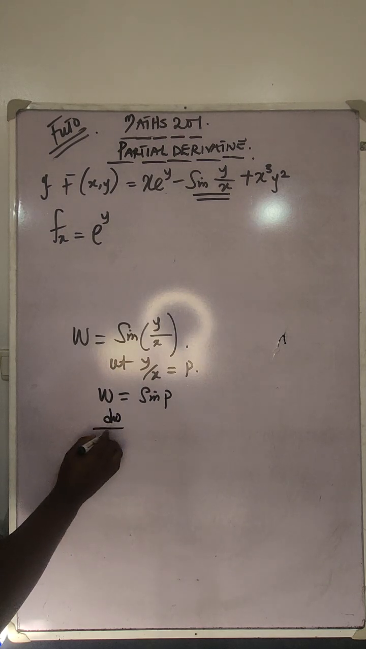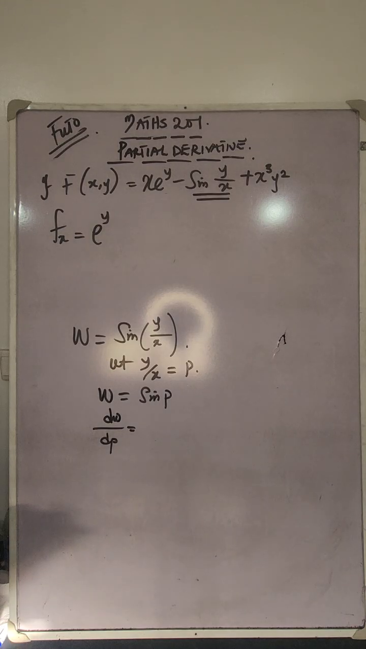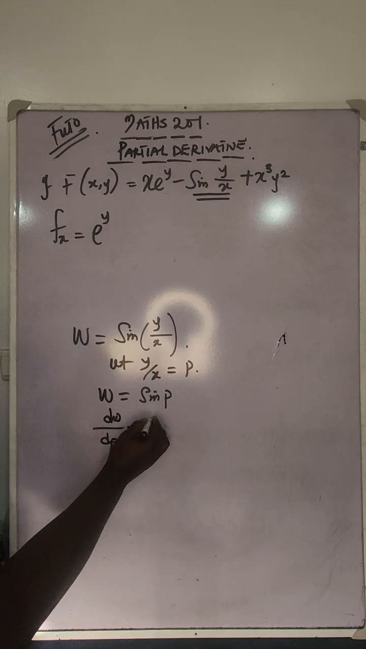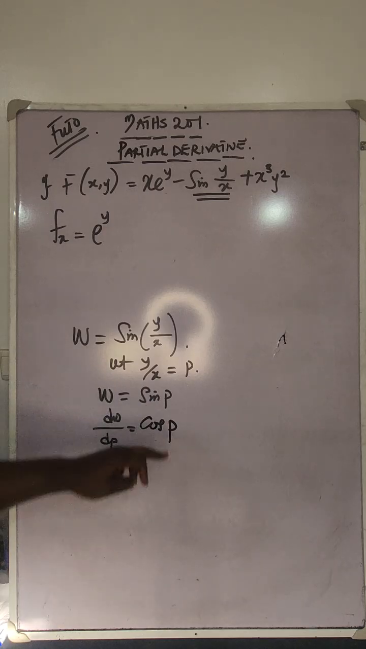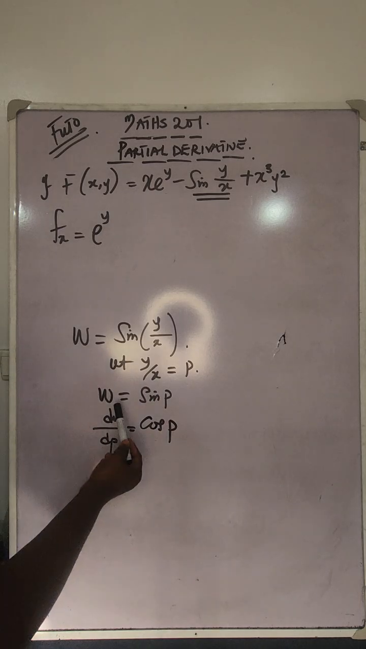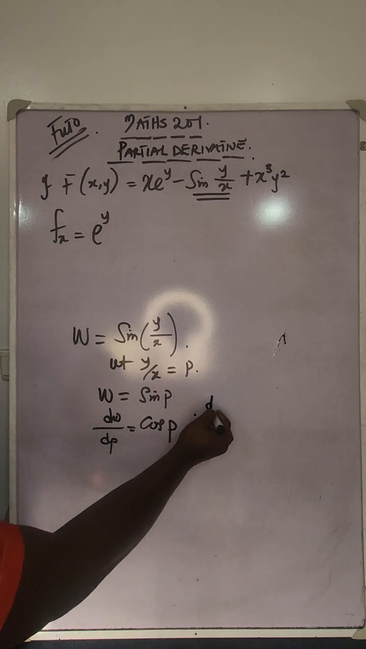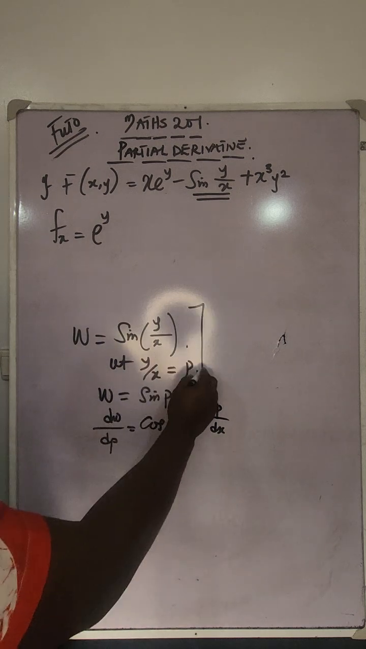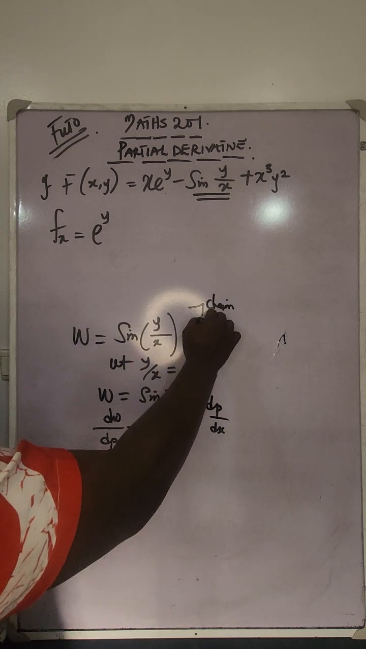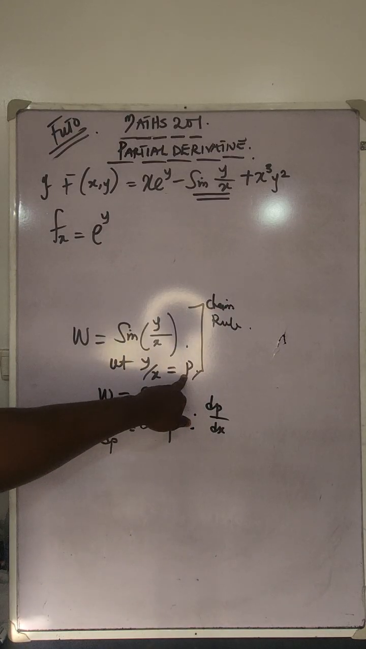So the dw/dp: if you differentiate sine, you have a cos. But if you differentiate cos, you have a minus sign. So the differential of sine p is cos p, right? You differentiate sine, you have cos. And so if dw/dp is cos p, then what we need to do is to do the dp/dx, because this is chain rule. What I just did here now is chain rule. It's called chain rule.